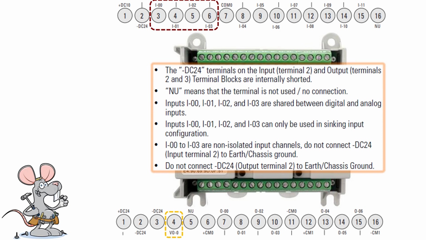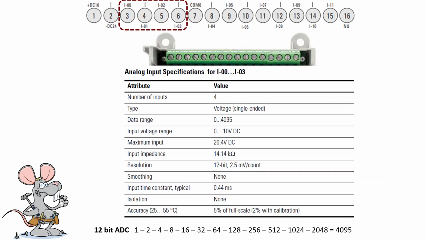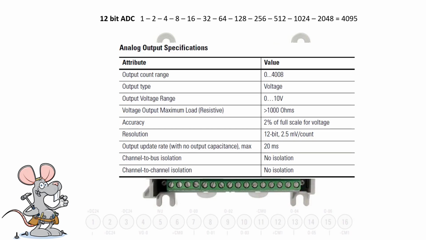Inputs 0, 1, 2, and 3 can only be used in sinking input configuration. And these 4 inputs have a data range of 0 to 4095. That means it's 12-bit A to D conversion, and looking down at the bottom you can see the value of the 12 bits. 12-bit is not high resolution. That means that your analog input will come in 4096 steps between 0 and 10 volts.